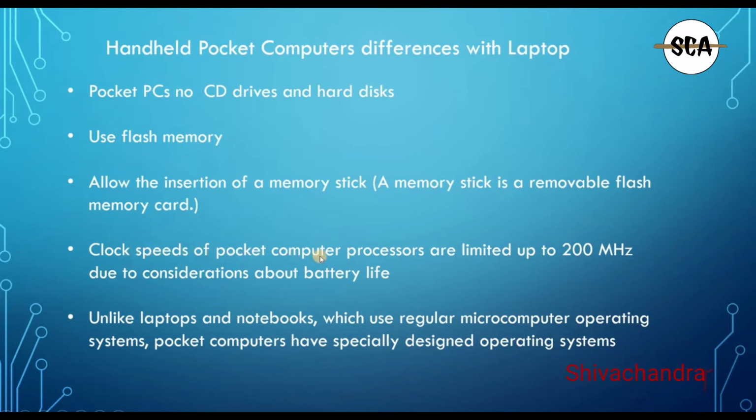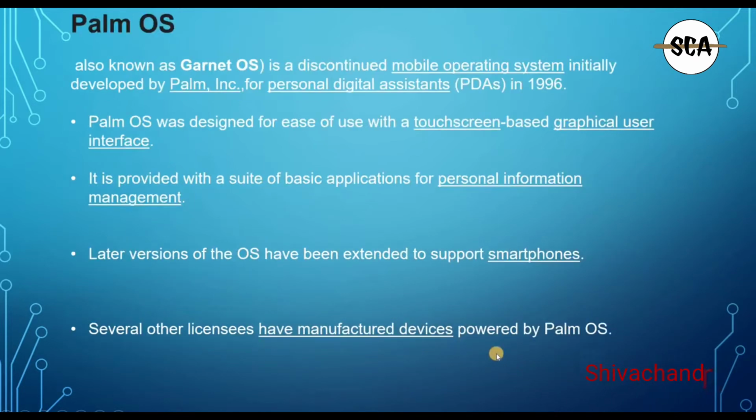Clock speeds of pocket computer processors are limited up to 200 MHz due to considerations about battery life here. Unlike laptops and notebooks, which use regular microcomputer operating systems, pocket computers have specially designed operating systems here.